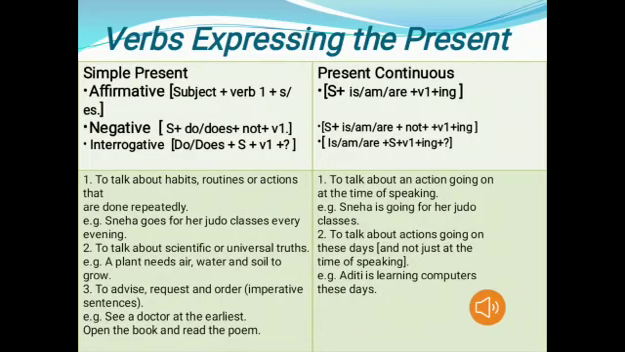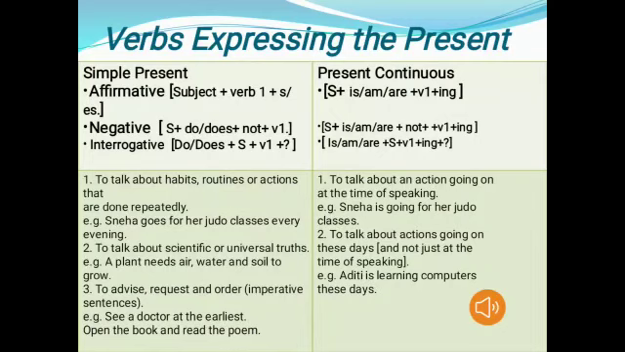And now comes present continuous tense. Present continuous tense is also called present progressive tense. The rule of using present continuous tense is subject plus is, am or are plus first form of the verb plus ing. And how to use is, am, are? With singular we use is, with I we use am, and with plural nouns we use are.